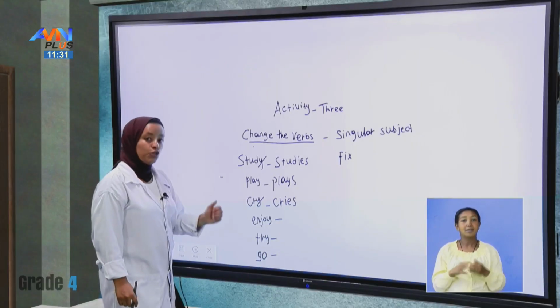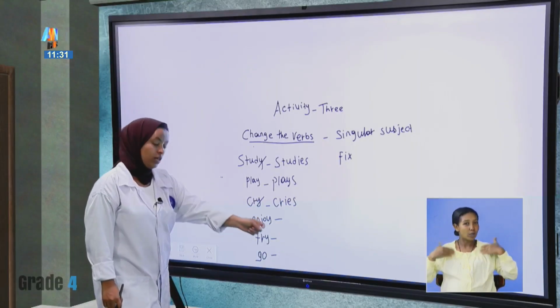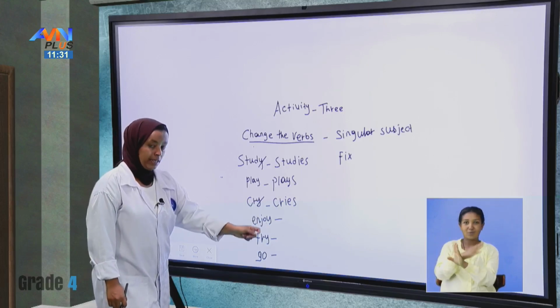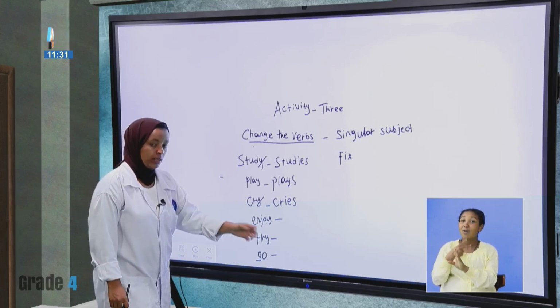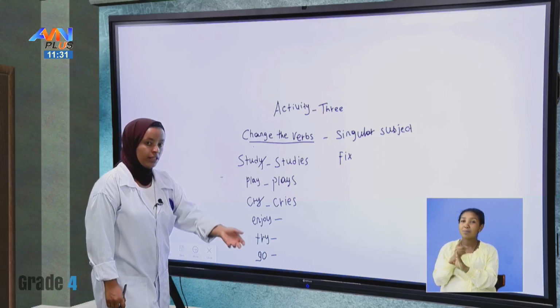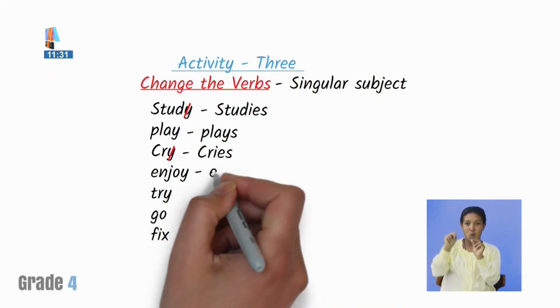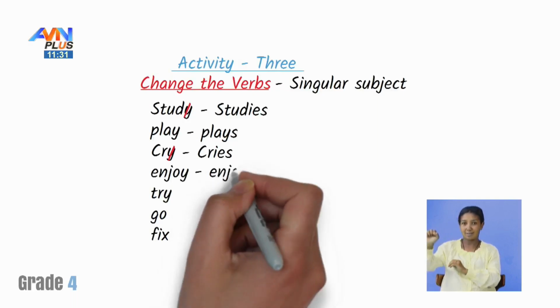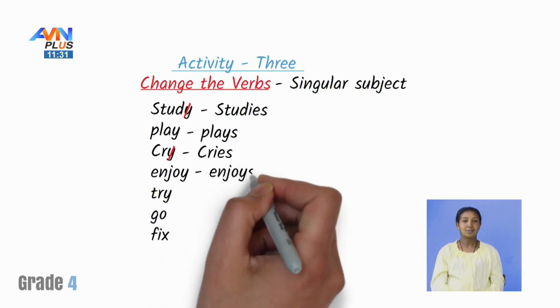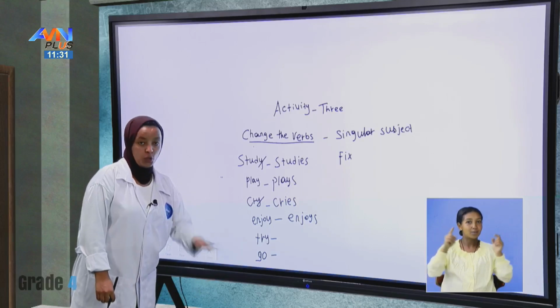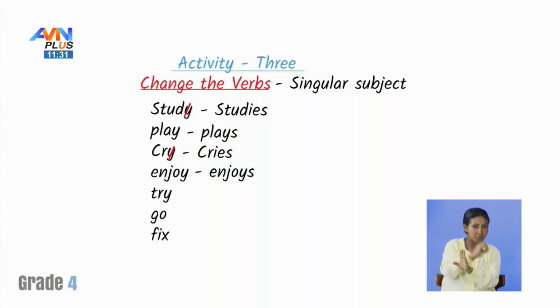Here is enjoy, of course, ending with Y. Look at the students here. Before Y, there is what? A vowel letter, O, so we don't cancel Y and easily add S at the base verb. Enjoy, enjoys. Here is try, of course, ending with Y, and also there is no vowel letter before Y, so tries.